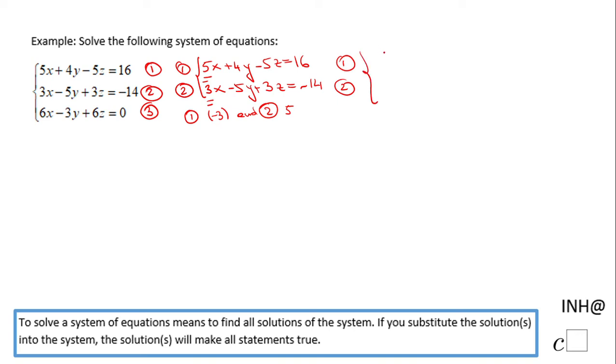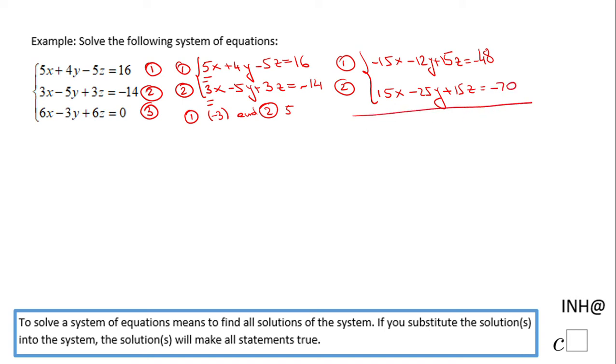So when we multiply the first equation by negative 3, we get negative 15x minus 12y plus 15z equals negative 48. Equation 2, if we multiply by 5, we get 15x minus 25y plus 15z equals negative 70.